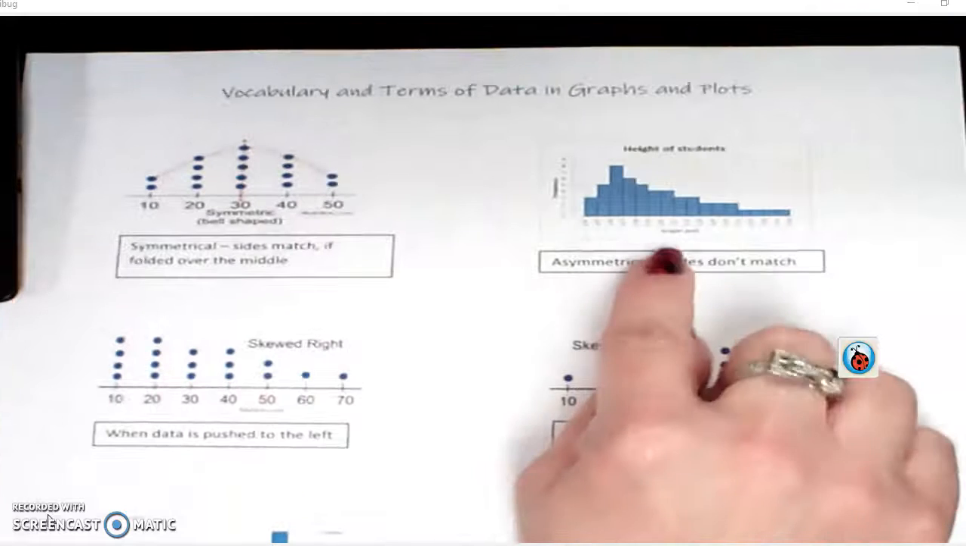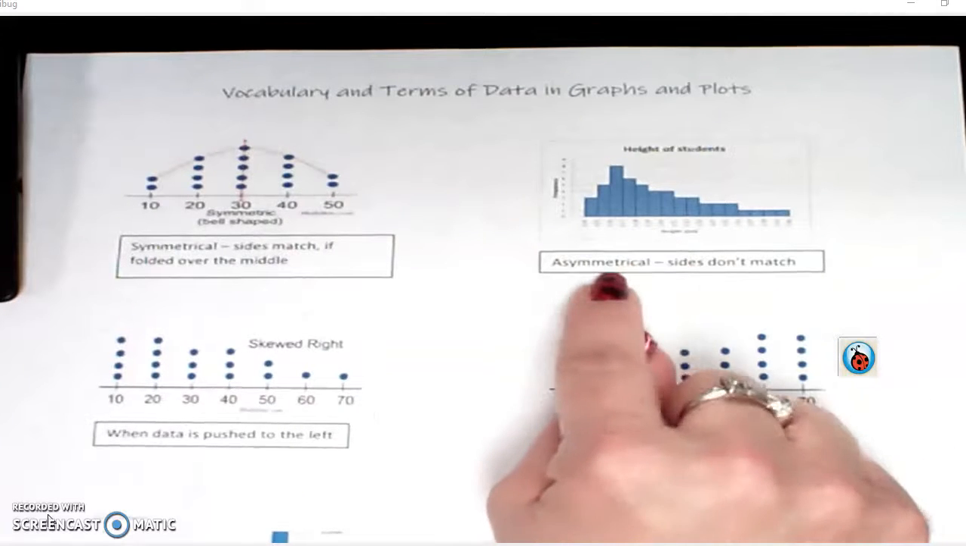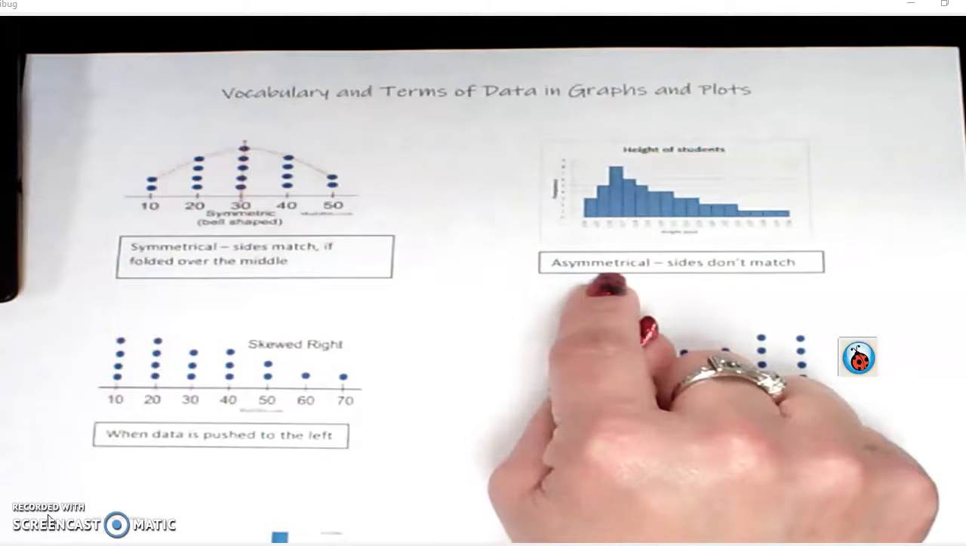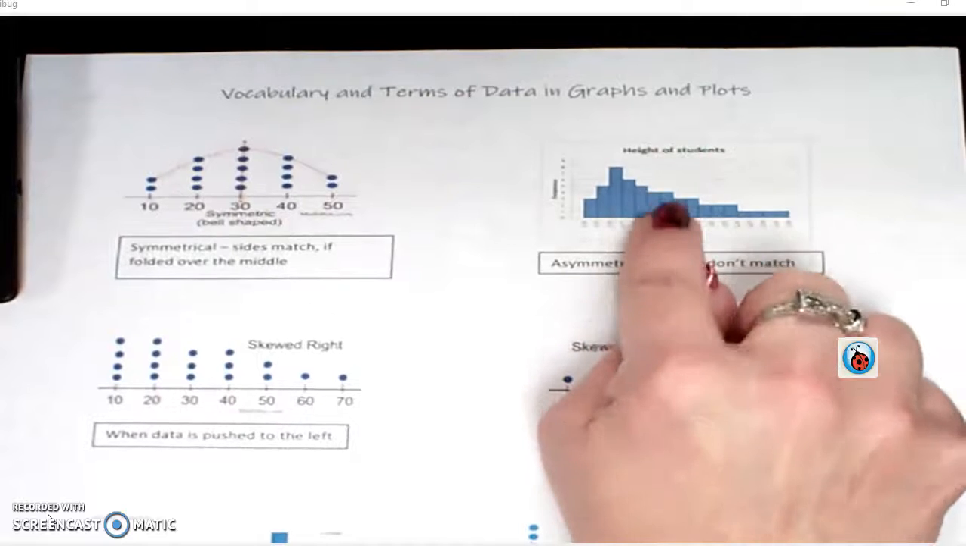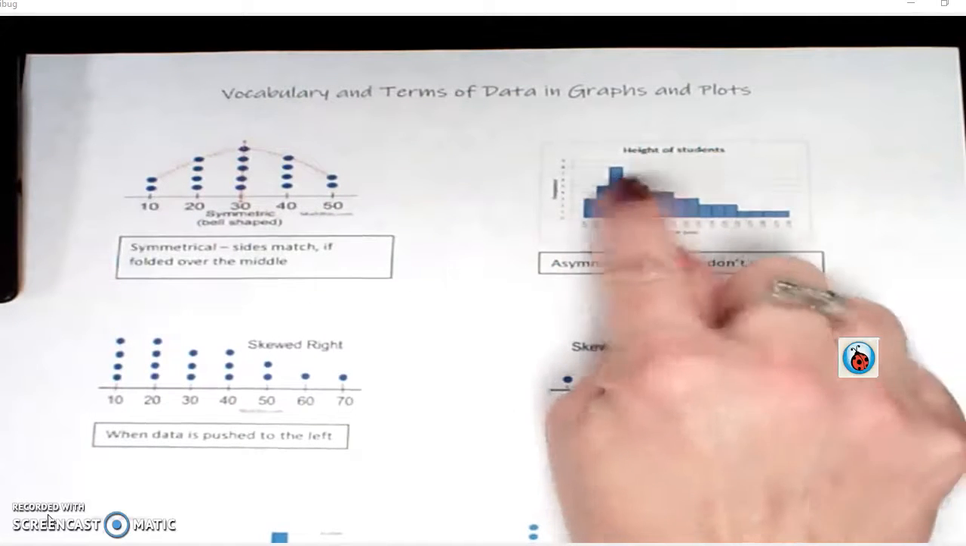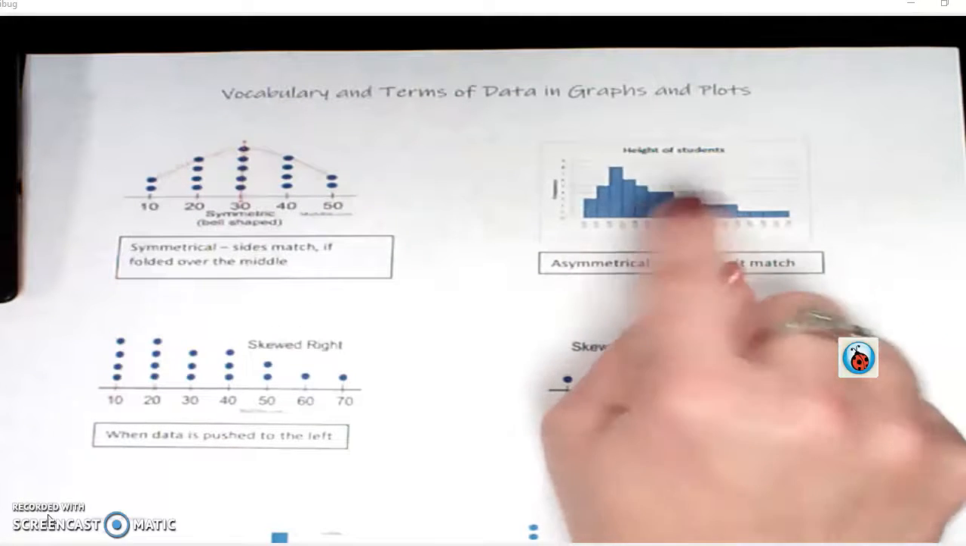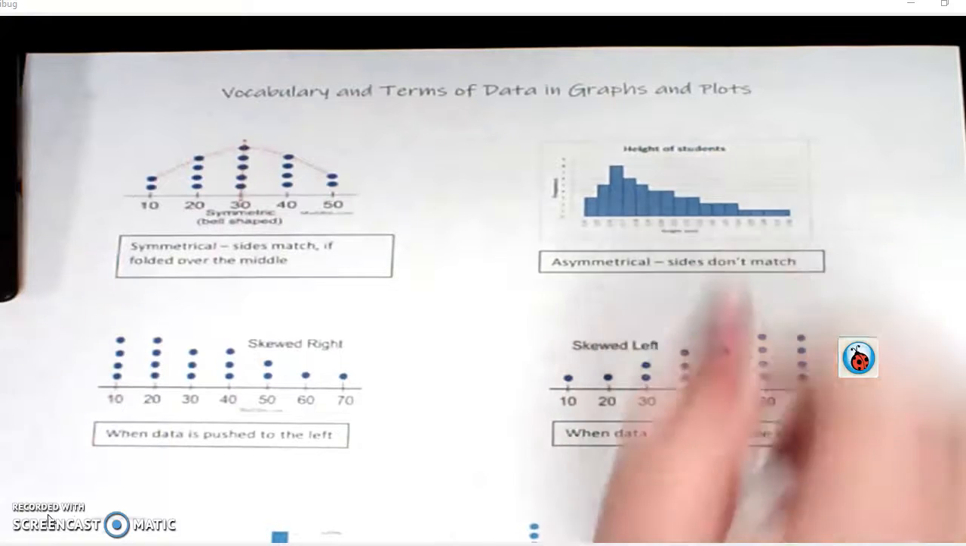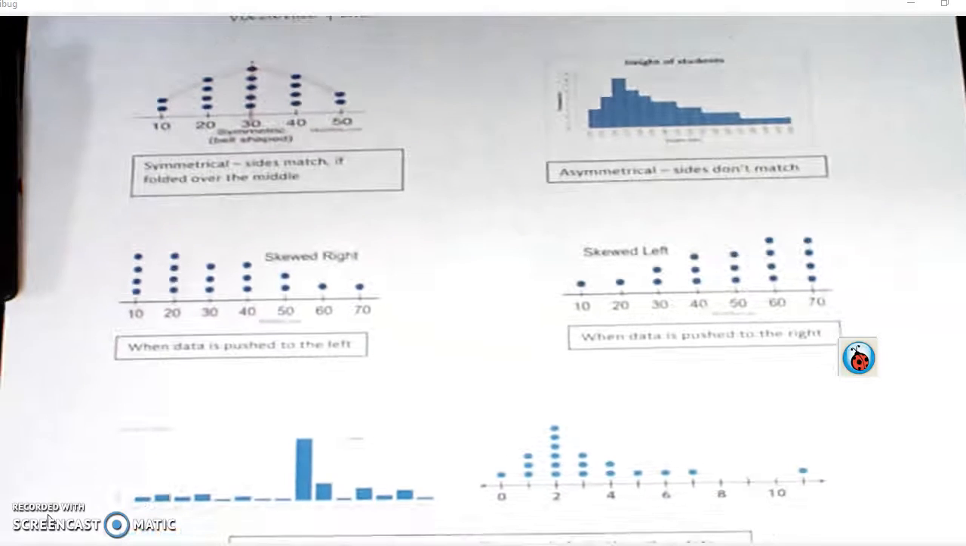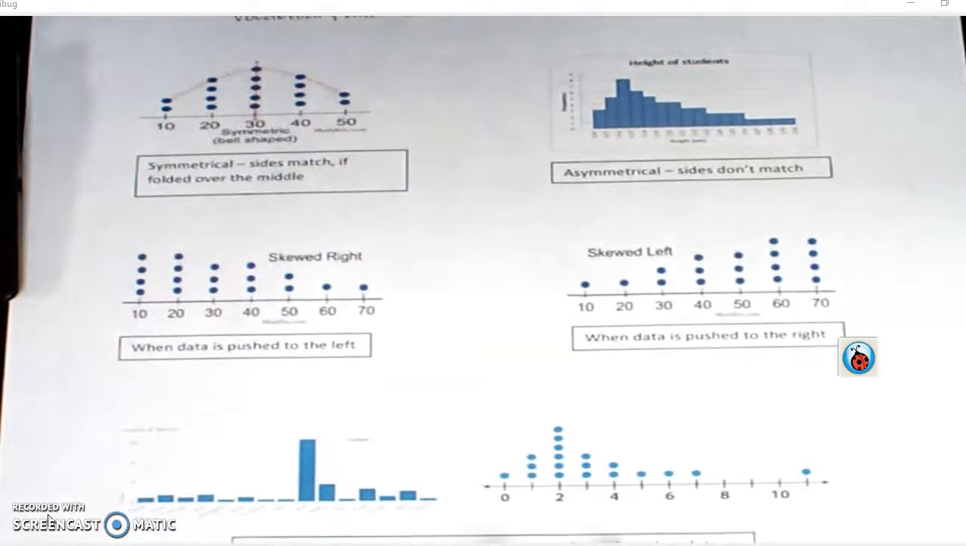On this one, this would be an example of asymmetrical, when it does not match. The middle would be about right here. If I fold it over, it's not going to look anything alike. That's asymmetrical. When you talk about data distribution, you talk about it being skewed.